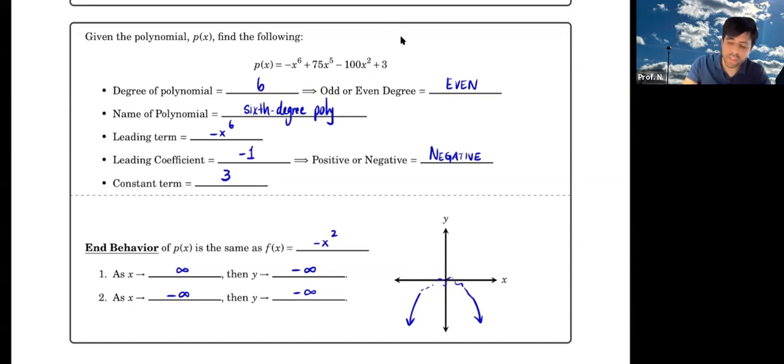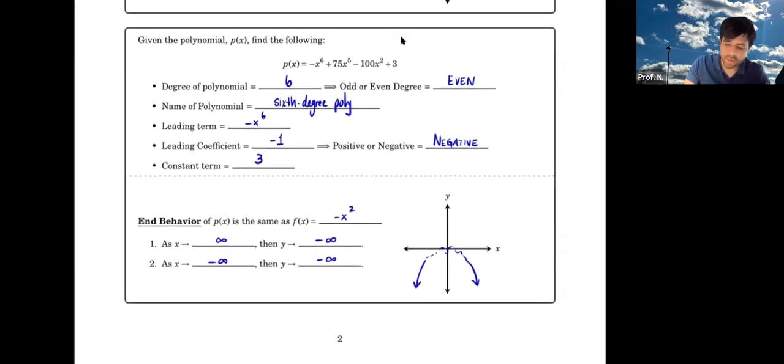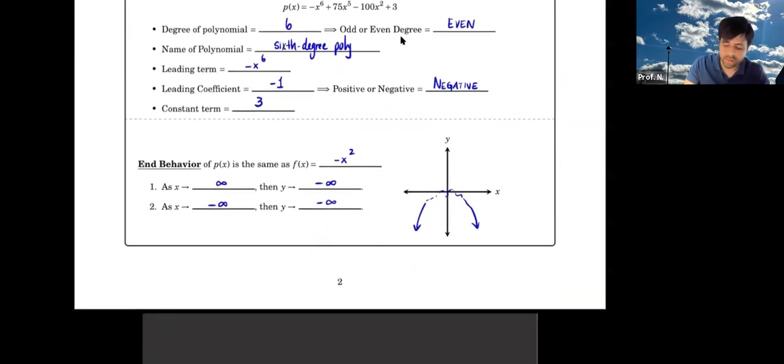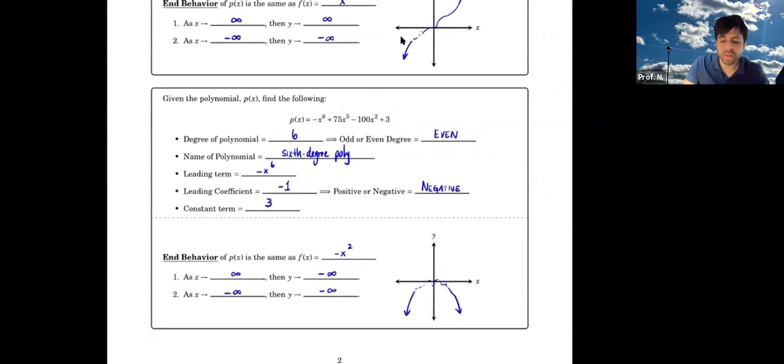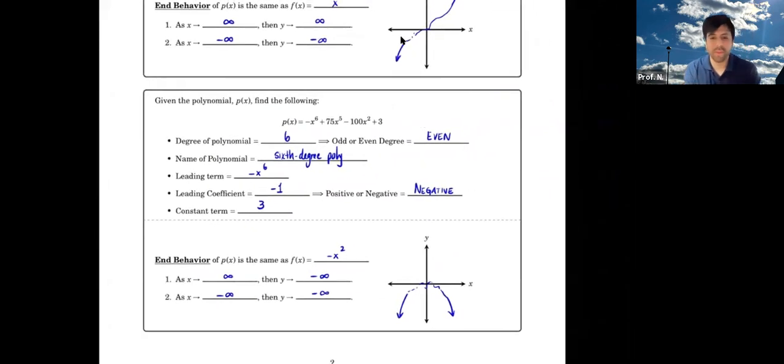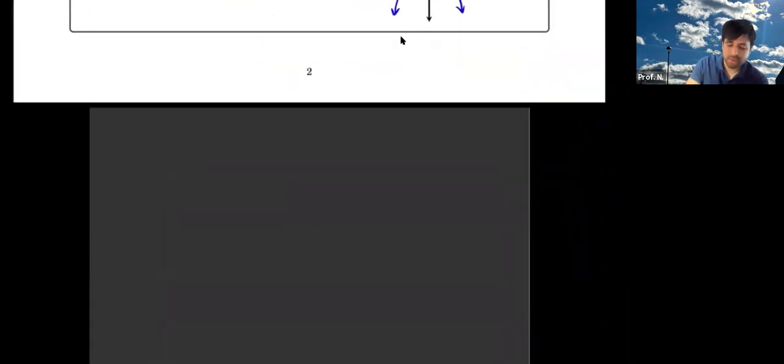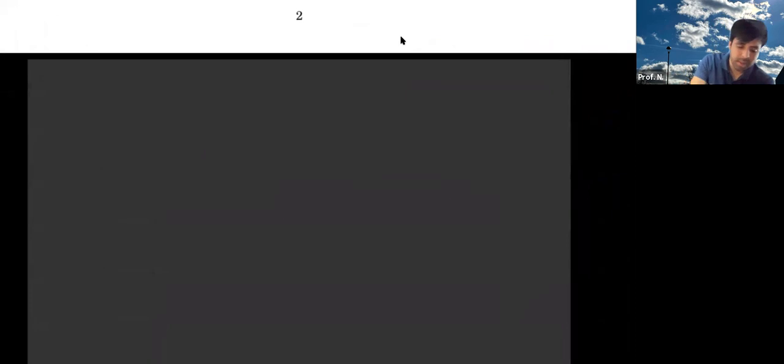Now, probably the most important thing about polynomials. One of the most important aspects of any polynomial are called the zeros. We care about what are called the zeros of polynomial functions. This is extremely important. We love the zeros.